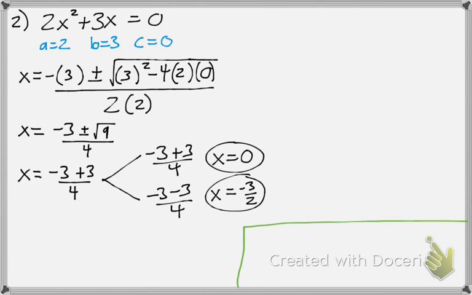They do technically want you to write a decimal, so 0 doesn't need to change, but negative 3 over 2 as a decimal is negative 1.5. They wanted 2 places, so I'm going to put this. Again, that's not really an approximation, that's still exact, but I am writing it as a decimal. So those will be your 2 answers, and then one of them also expressed as a decimal.